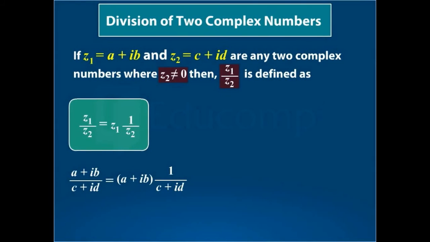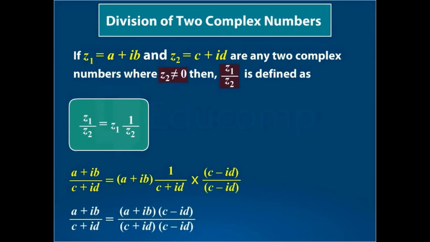Then on multiplying the numerator and denominator of a plus ib upon c plus id with c minus id, we get a plus ib upon c plus id is equal to a plus ib into c minus id over c plus id into c minus id.